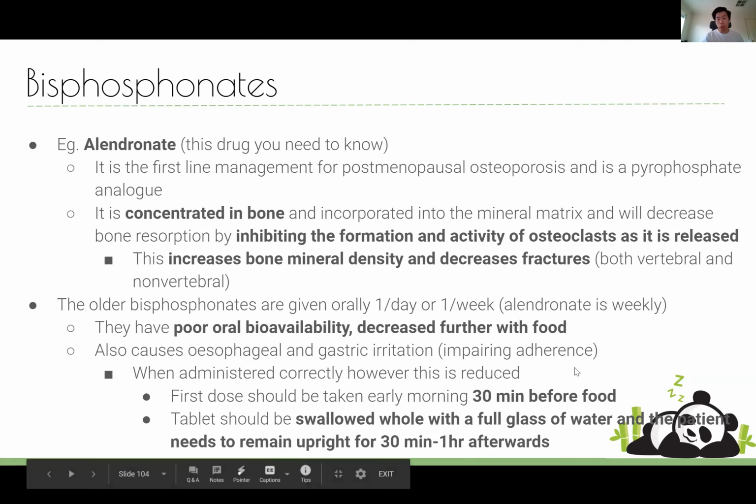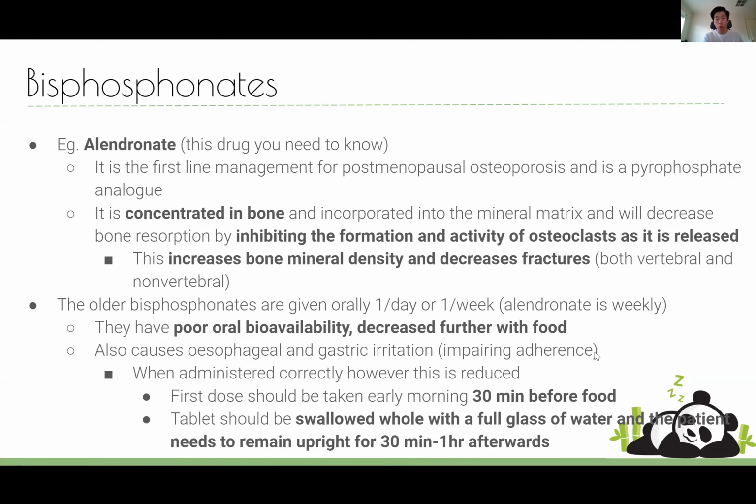Alendronate is given weekly, but has poor oral bioavailability, which is decreased further with food. So you have to be really careful informing people about how they take it. The dose should be taken early in the morning and half an hour before food. Tablets should be swallowed with a full glass of water. The patient needs to stay upright for 30 minutes to 1 hour because of esophageal and gastric irritation.